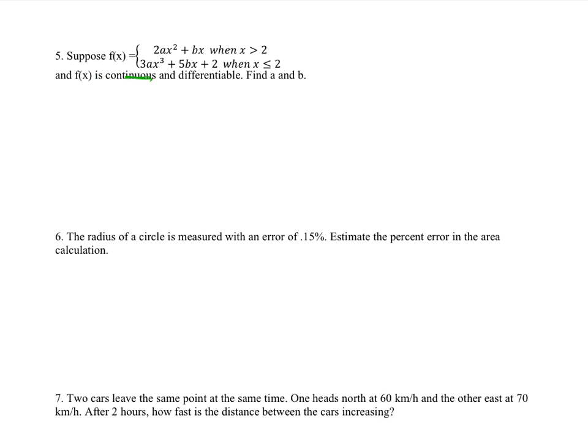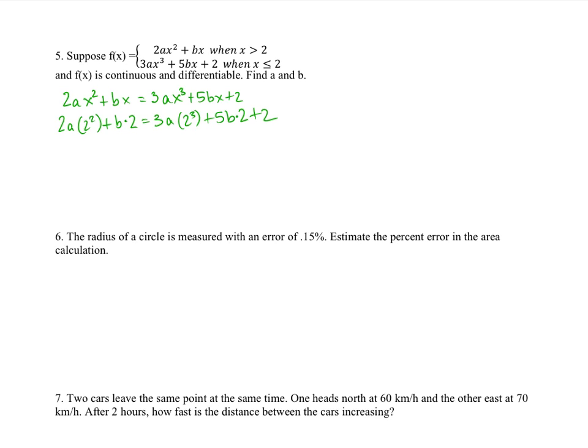So let me erase this, and let's work with this. The first thing I need to do is work with the continuity. Since I know it's continuous at x equals 2, the value will be the same for both pieces at x equals 2. So I'm going to put in x equals 2. This will be 2 squared a plus b times 2 equals 3a times 2 cubed plus 5b times 2 plus 2.